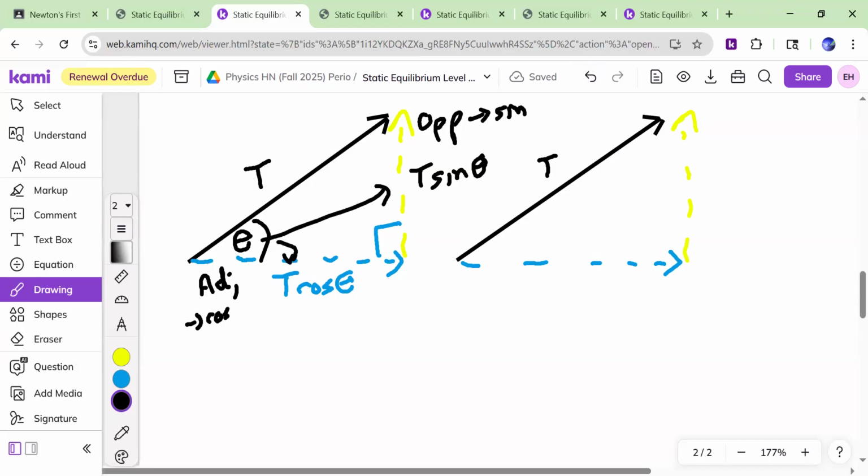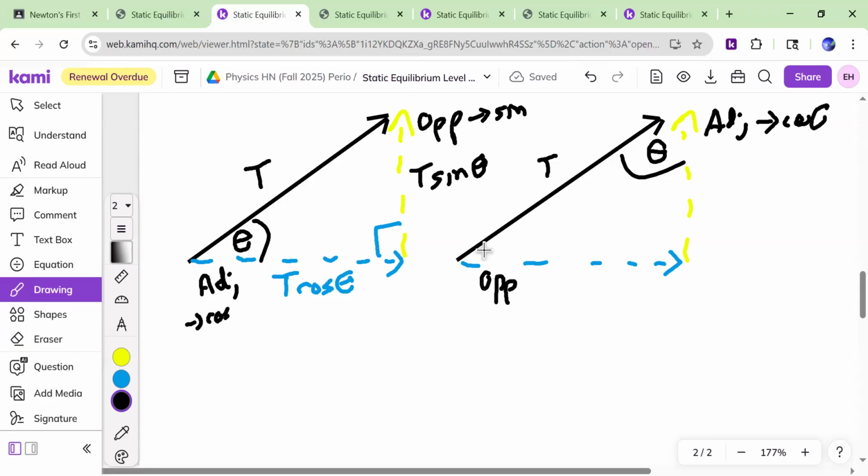There's the opposite side, there's the adjacent side. But what if your angle were, let's say, up here? Let's say that was your angle theta. Well, now this becomes your opposite side, right? The blue is now your opposite side, and the yellow is now your adjacent side, which means follow the same rules. Adjacent goes with cosine of an angle, and opposite goes with sine of an angle. So the yellow component would actually be tension times the cosine of the angle this time.